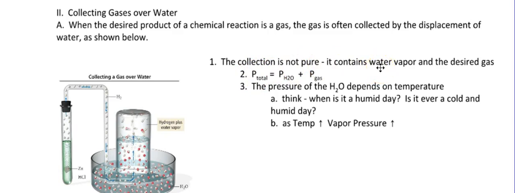Now think about this. What does the amount of water vapor depend on? Well, when are you most likely to get a humid day? When it's cold and humid? Of course not, silly. It's when it's hot and humid. So the amount of humidity, the amount of water vapor in the air depends on temperature. So as temperature goes up, the vapor pressure of water goes up.